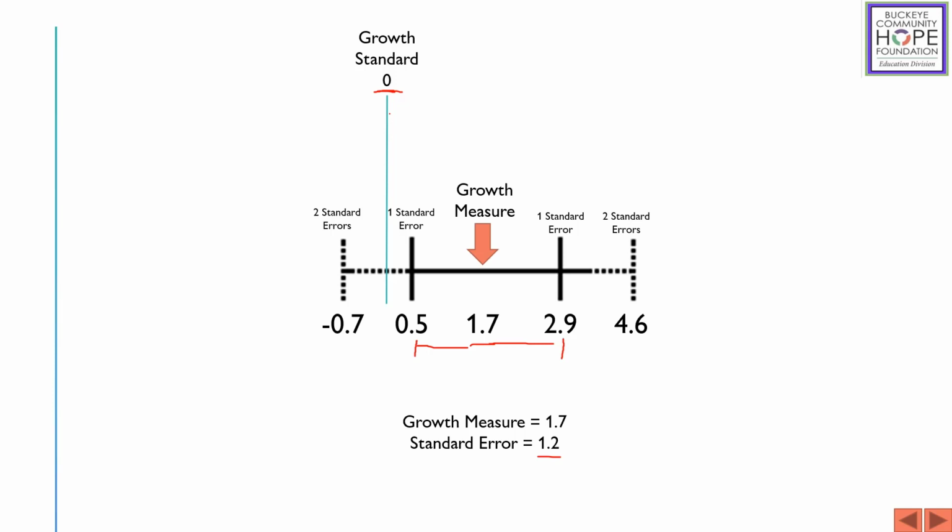If we take it 2 standard errors above the value, we could go up as high as a 4.6 and down as low as a negative 0.7. Notice that the negative 0.7 then falls below the growth standard of 0. That's important when they determine the colors. So let's take a look at the color coding chart.